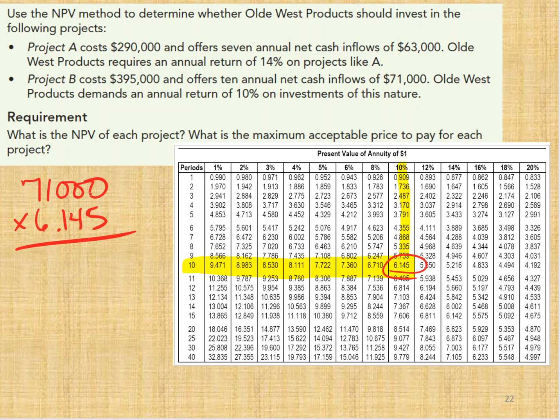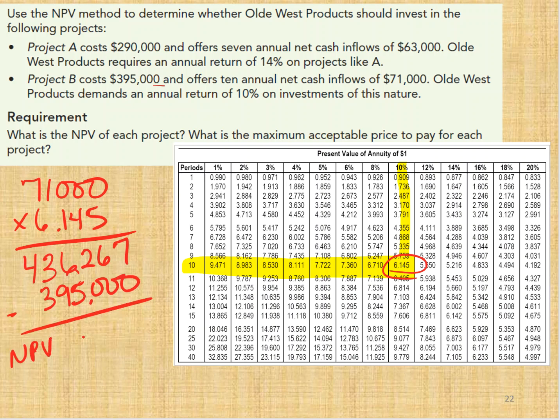So 71,000 times 6.145 is 436,267. That should look better. And then we subtract the initial cost of the project, which is 395,000. And this time we have a positive NPV of 41,267. Now, since this is above 0, this would be accepted. It's a good project, or it appears to be under net present value.